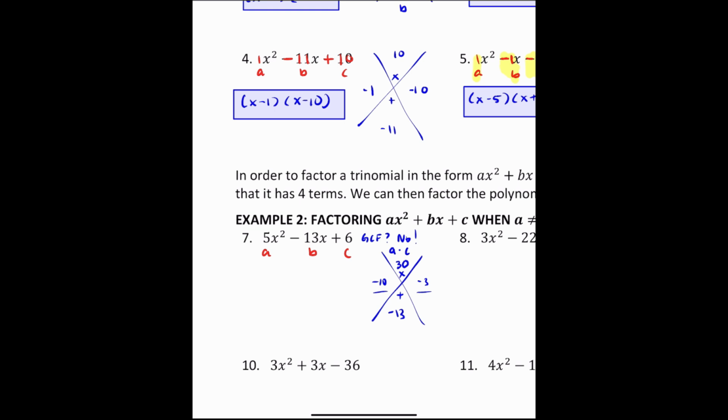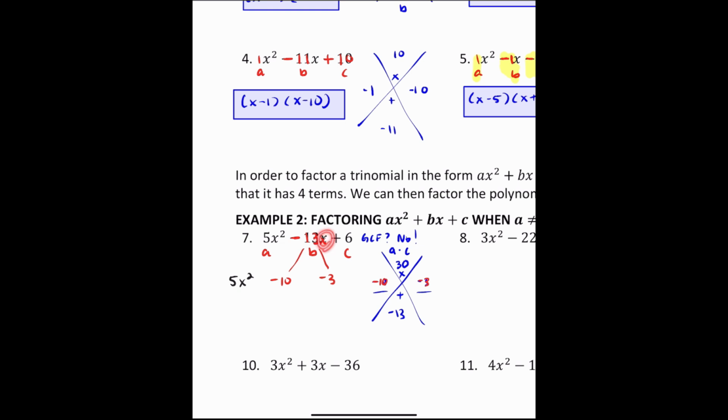So here, this is how I'm going to split the middle. We're going to keep the 5x squared, and then that negative 13x is going to get split into 2 terms. What are those 2 terms? The 2 terms that you figured out when dealing with the x method, right? That negative 10 and that negative 3. So I'll put minus 10 and then minus 3 here.